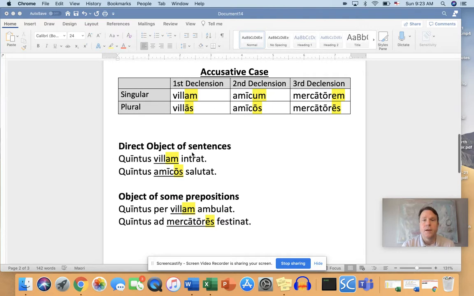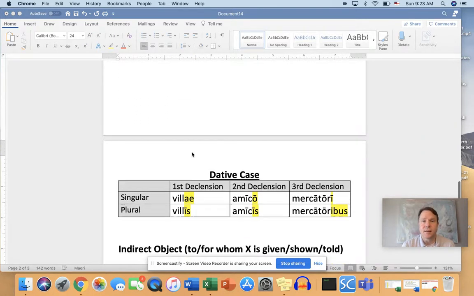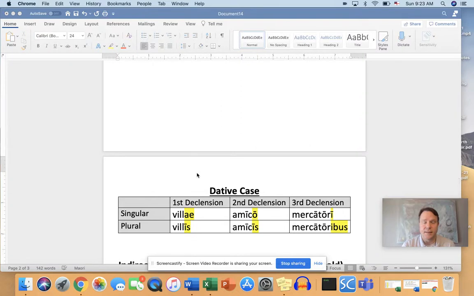All right? So our next case here is the dative case. Let's talk about this for a second. I'm going to hide the bottom here. I'll tell you that the plural here is pretty standard. Is, so villis, amicis, mercatoribus. So is and ibus in the plural. Is for the first and second declension, and then ibus in the third.